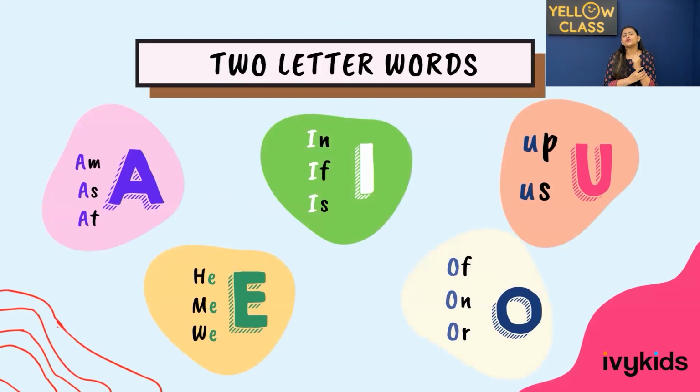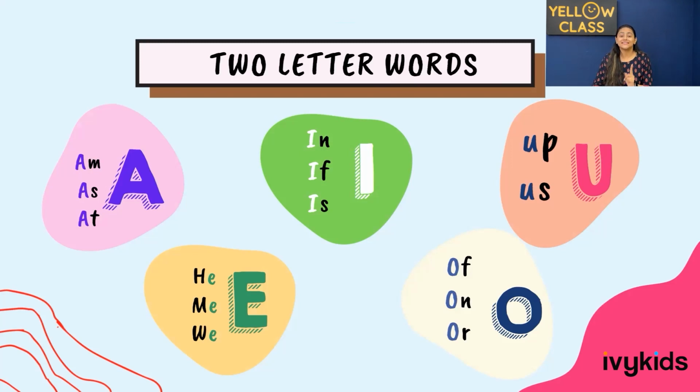Some of you are already aware of 2-letter words. Simple. When you add two letters, so look at the screen carefully. There are 5 letters which are bigger in size, right? See the letters. What are those letters? A, E, I, O and U. So let's see some 2-letter words with each of them.